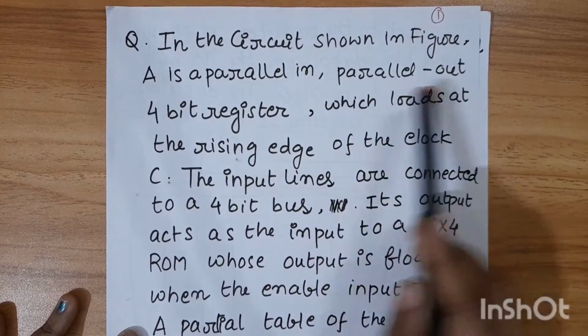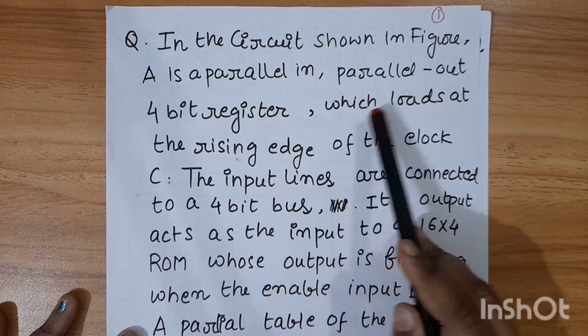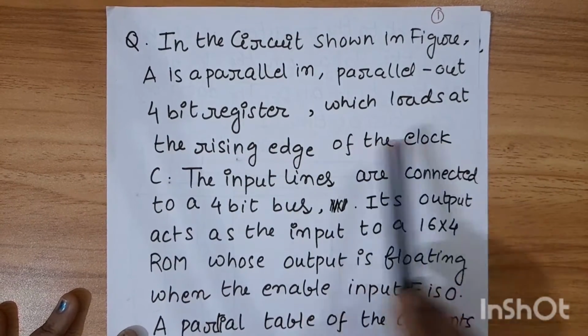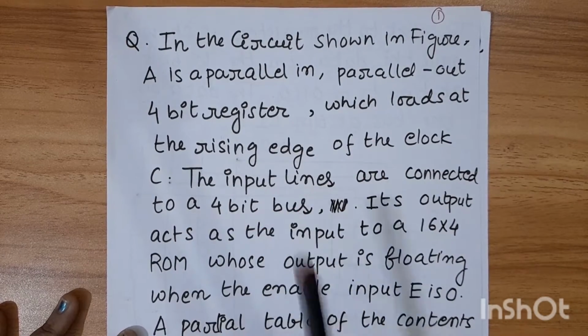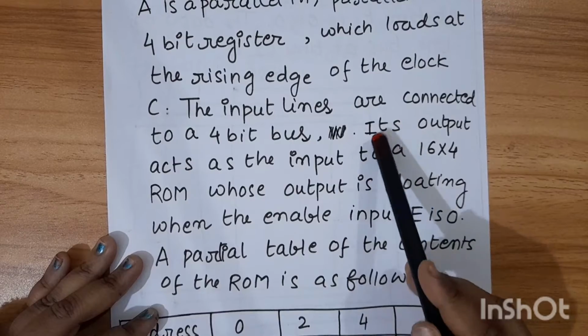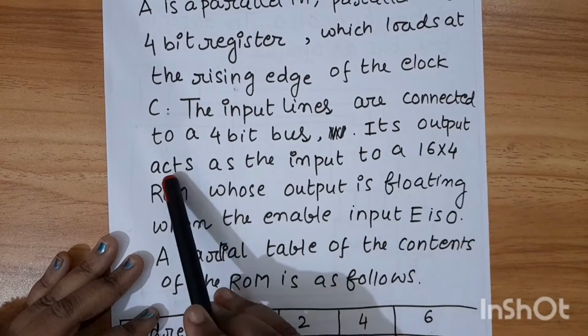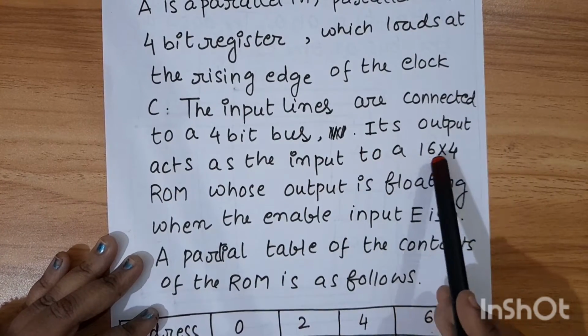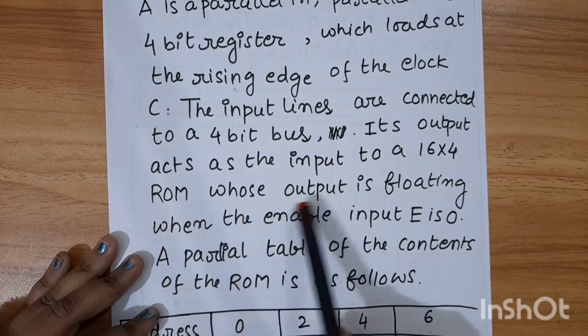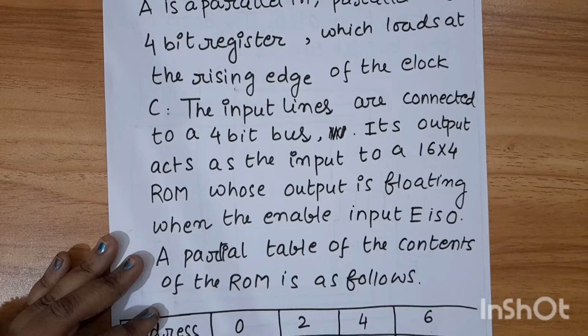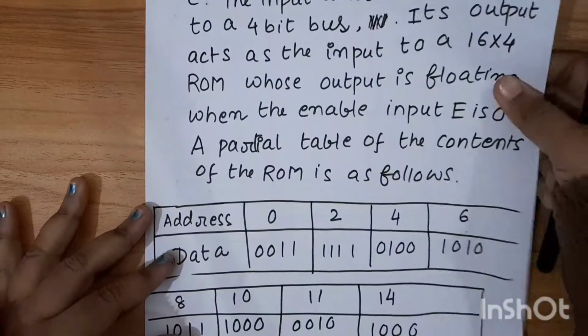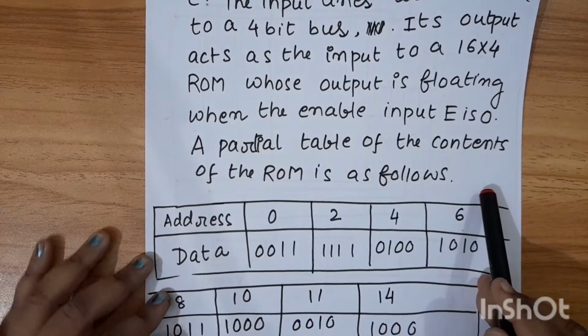A parallel in parallel out 4-bit register loads at the rising edge of the clock C. The inputs are connected to a 4-bit bus. Its output acts as the input to a 16x4 ROM whose output is floating when the enable input E is 0. A partial table of contents of the ROM is as follows.